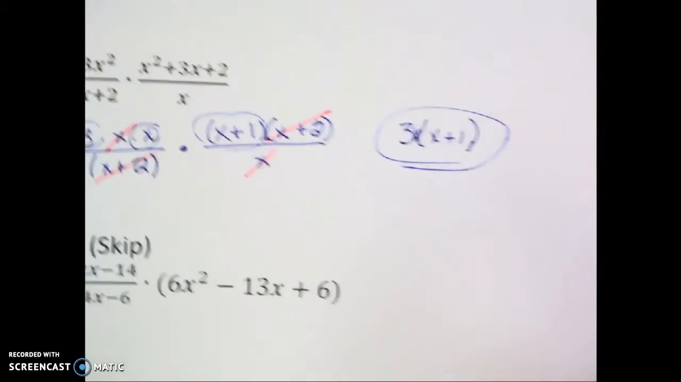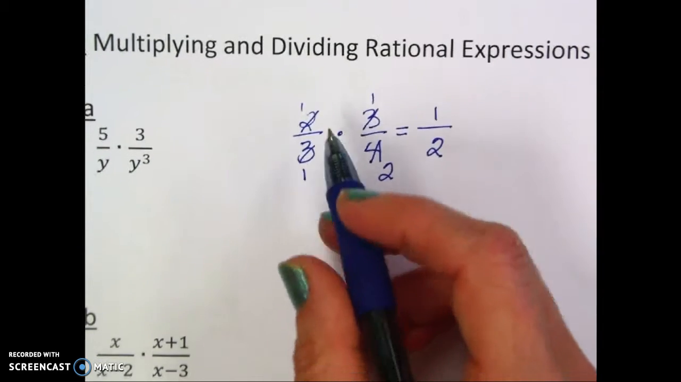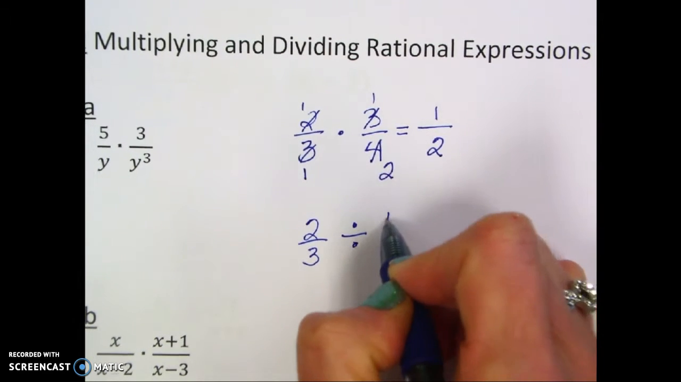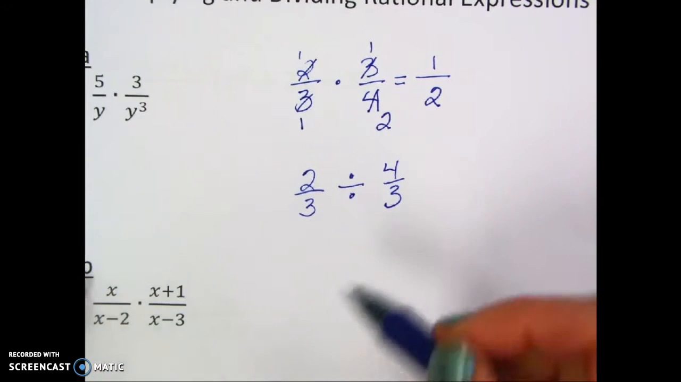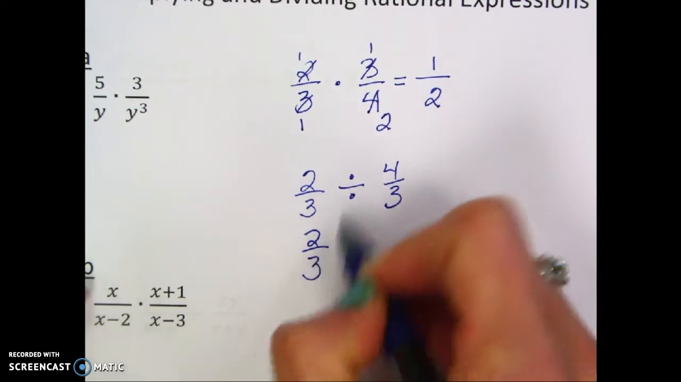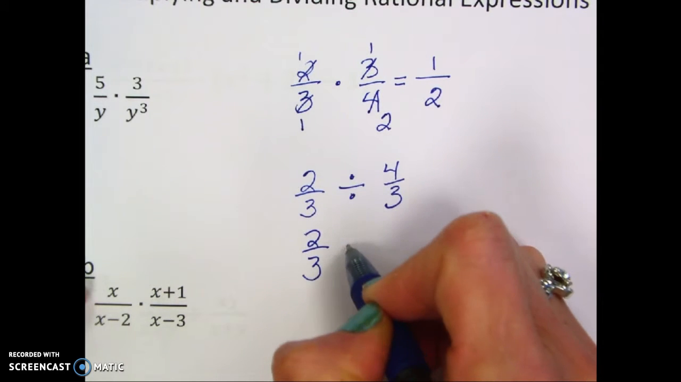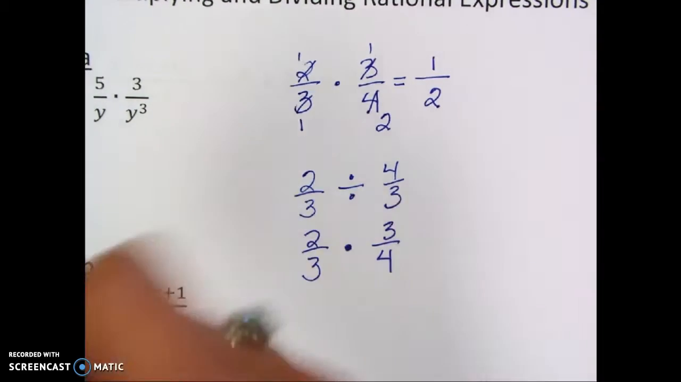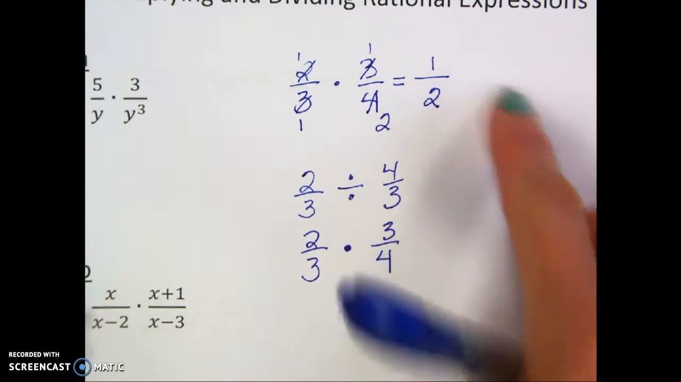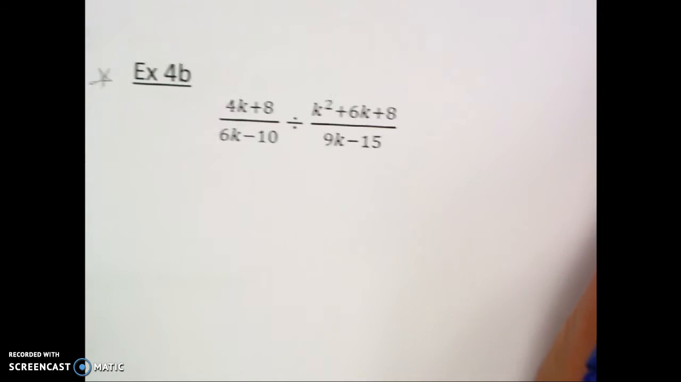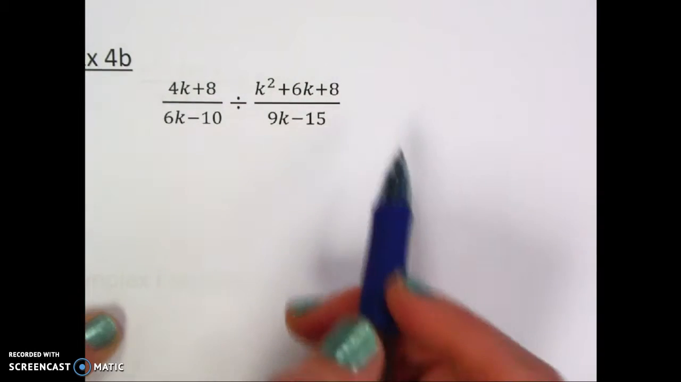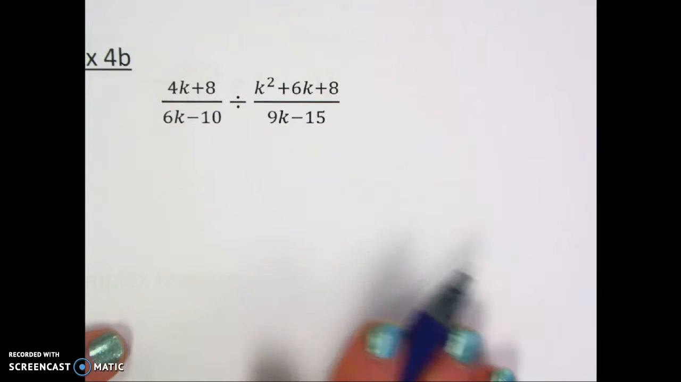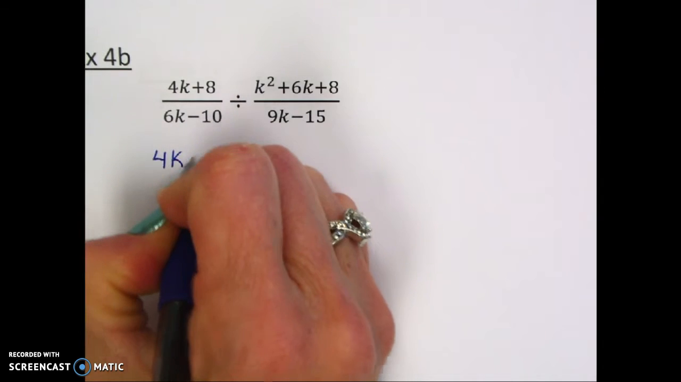Now, with dividing, if you recall, when we were dividing fractions, if we had 2/3 divided by, let's just make it 4/3, the way we solve a division problem is by multiplying by the reciprocal. So the first fraction stays the same. We change the division to multiplication, and this fraction becomes the reciprocal. We flip it upside down, and then we multiply, just like we just did up here. All right, so for our division problem, we are going to flip this second fraction and make it a multiplication problem, and then factor it all out and cancel like we did with multiplication.